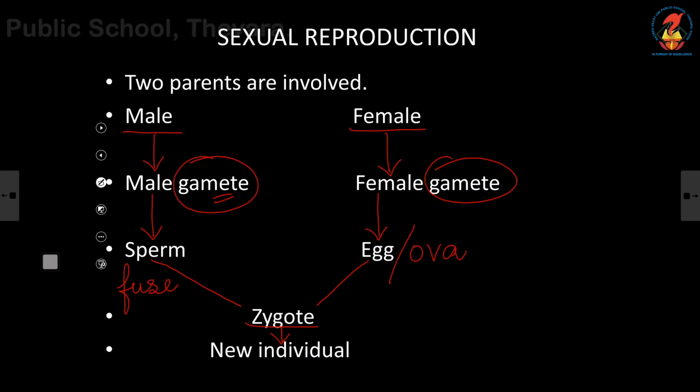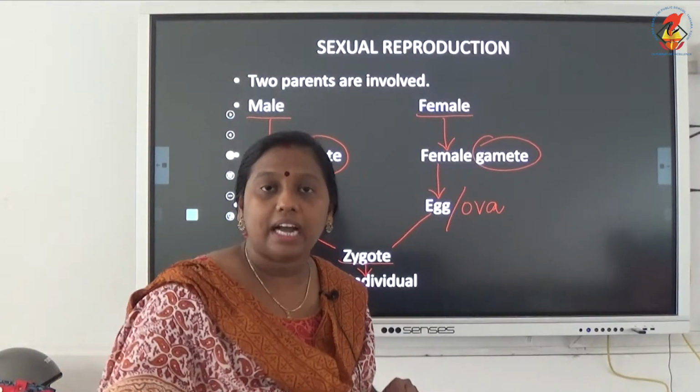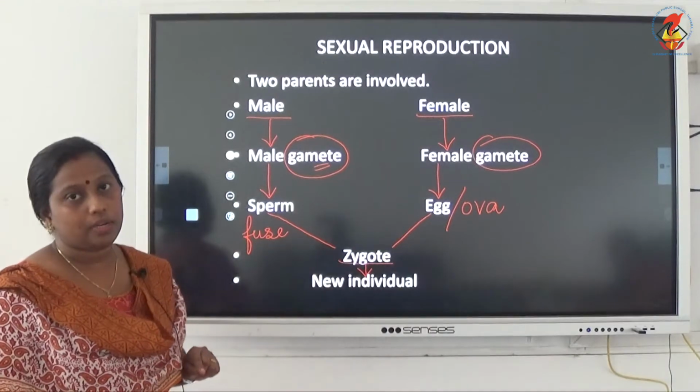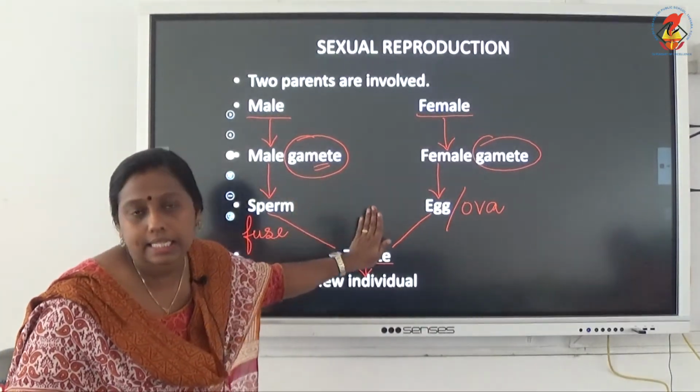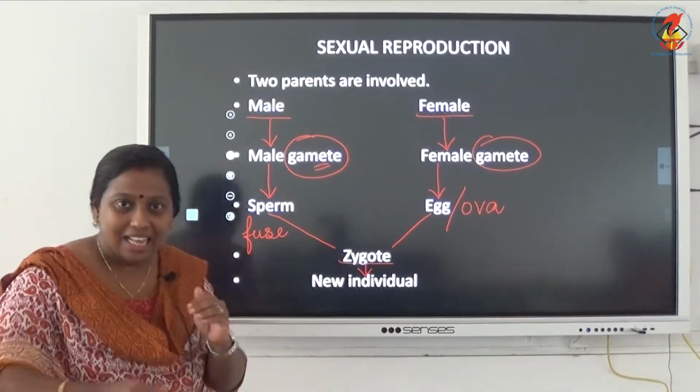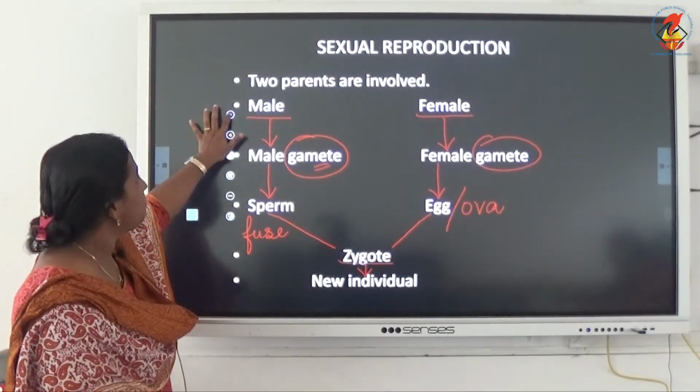The egg and sperm will fuse together to form a cell called the zygote. The zygote is the beginning of life of a new individual. The zygote will repeatedly divide and it will give rise to a new individual. Hope this slide is clear for you. Okay, children, let me move on to the next topic.